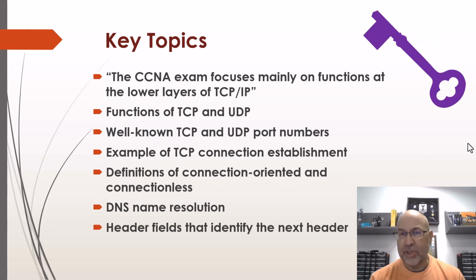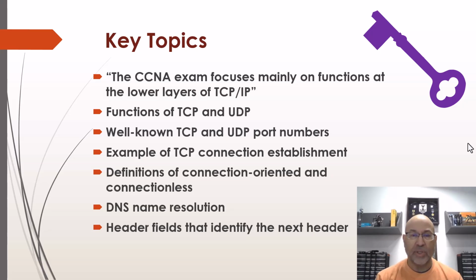Now, the top part here is just a quote that I got out of the chapter. The CCNA exam focuses mainly on functions at the lower layers of the TCP/IP model. So that's what happens with switches and routers, right? Layer 2 and layer 3. Layer 1 is the physical layer. We want to know a little bit about that, but we don't affect that to a large extent. So layer 2 and layer 3, but when we're doing security or when we're dealing with network address translation or when we're trying to understand application data flow, we've got to understand what's going on at layer 4, the transport layer. So this is not quite as big a focus there.